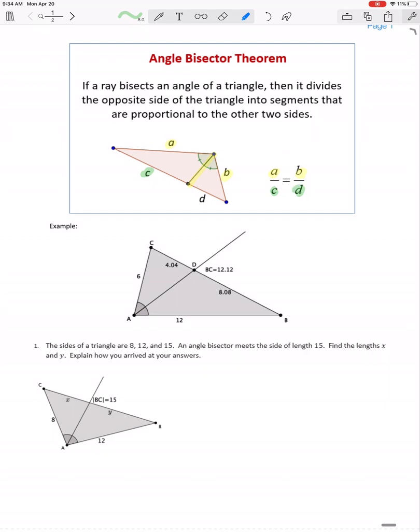So let's take a look at how we would do one of these questions. We take a look at number 1, we have BC equals 15. Now just so I can talk about it, I'm going to call this D. So I have CD is X and DB is Y. So usually you would say, well, I can't have X and Y. So what do we do here?